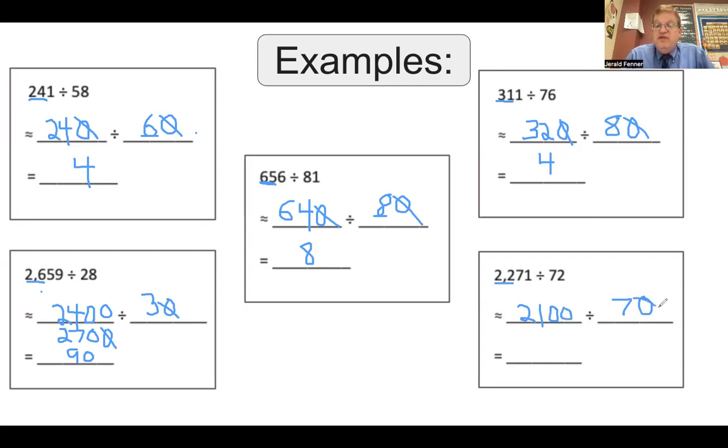We cross off the 0. Whoops, that wasn't a very good cross off. Cross off the 0. We put the 0 that's left down. And 21 divided by 7 is 3. So that is our introduction to how to estimate with division.